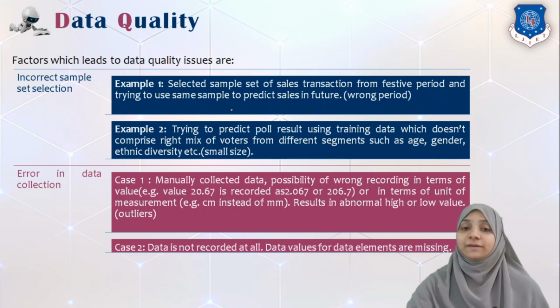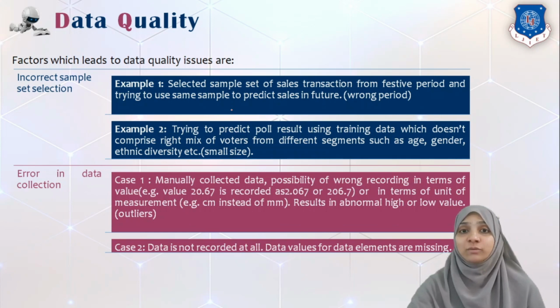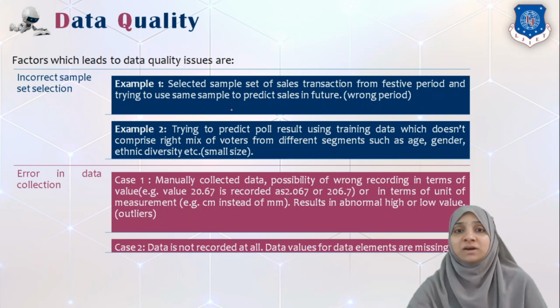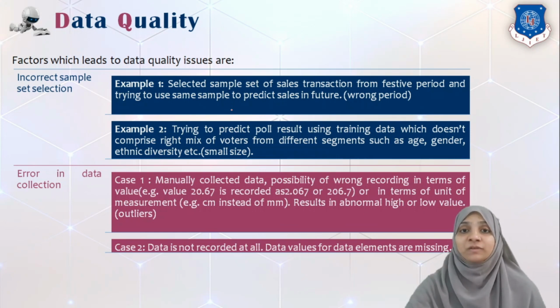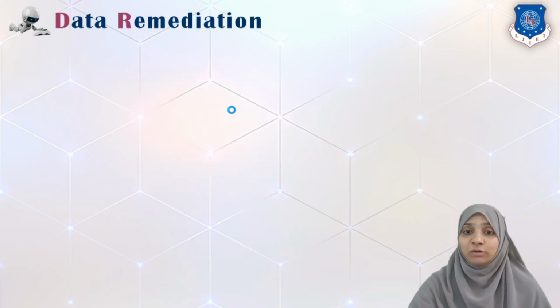Another form of error in the data is missing values, if data is not recorded for a particular attribute. Say for example, student name is present, roll number is present, marks are present, but age is missing. So the missing values may also degrade the quality of data and might affect the performance of the machine learning model.